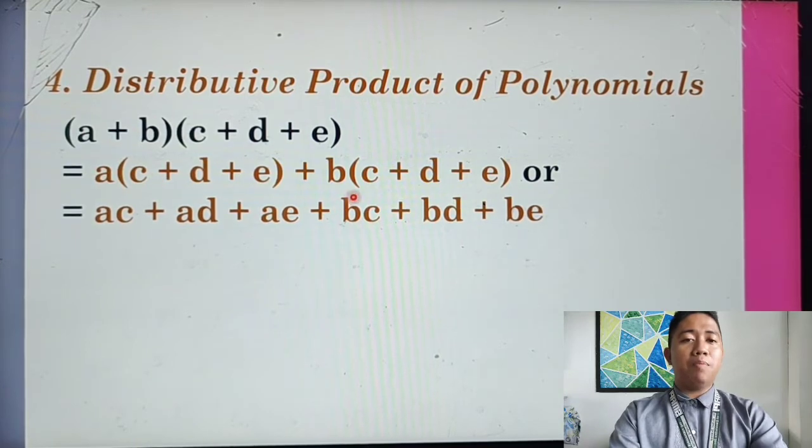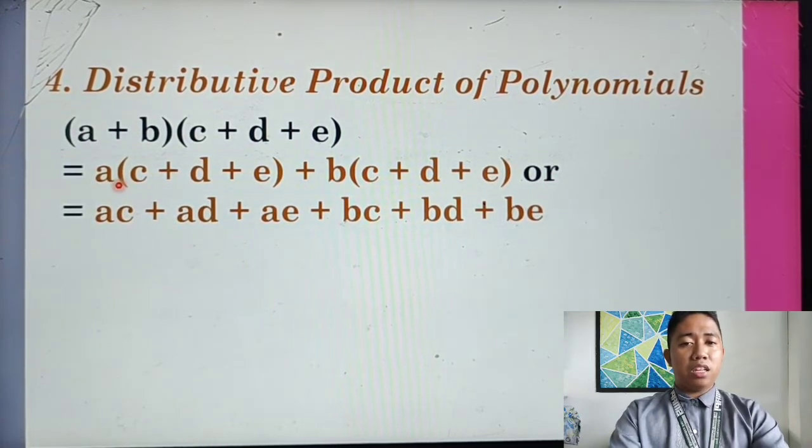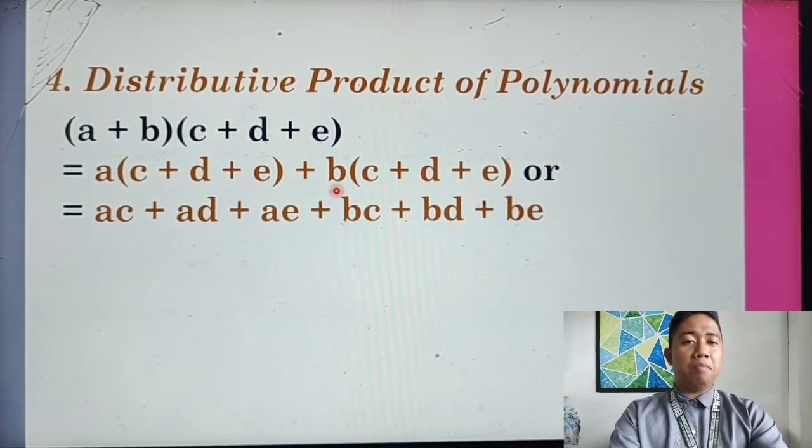So b times c plus d plus e, and we simplify each of these terms simultaneously. So ac, a times d, which is ad, a times e, which is ae, then bc, b times d, which is bd, and b times e, which is be. So the product of this has 6 terms.